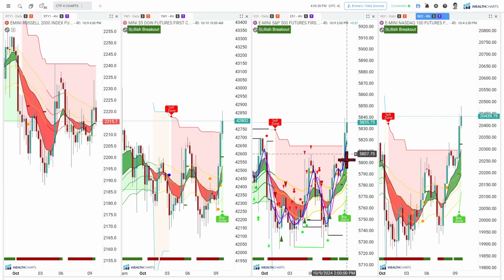Fast speed line remains above the slow. That's the blue versus the magenta. And the current 4-hour bar for the S&P E-minis does actually have a breakout forecaster, along with the prior bar having a champion trend and a champion cross buy signal.